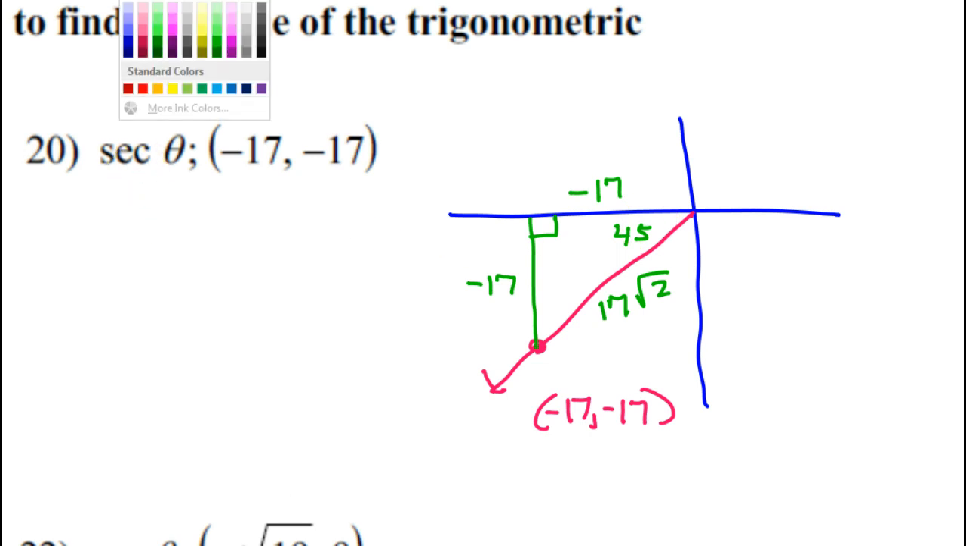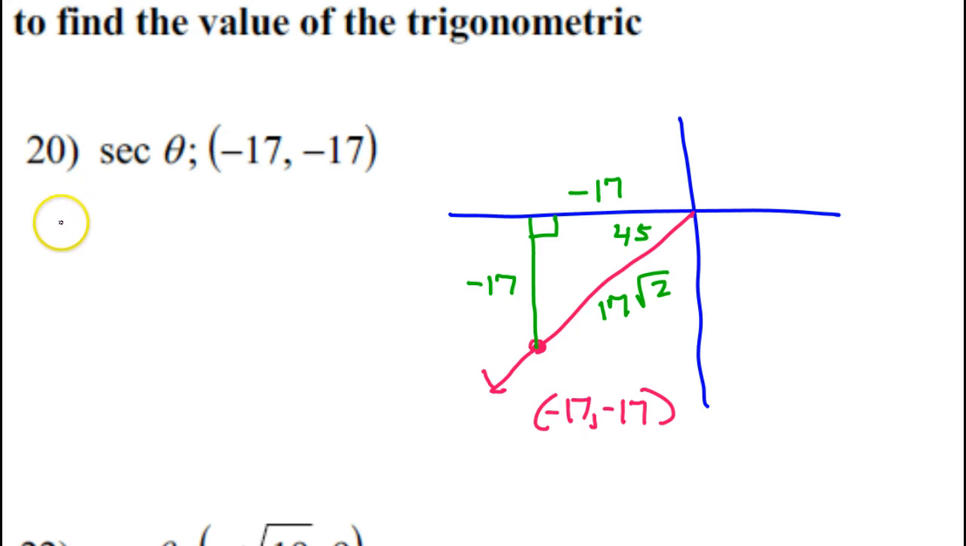Now, the secant is a reciprocal trig function. So let's start by looking at the regular trig function. So secant is the reciprocal of cosine. So let's start by asking ourselves, what's the cosine of theta? Well, cosine is adjacent over hypotenuse. Okay, so it's going to be negative 17 over 17 radical 2. So negative 17, that's adjacent, over 17 radical 2, the hypotenuse.